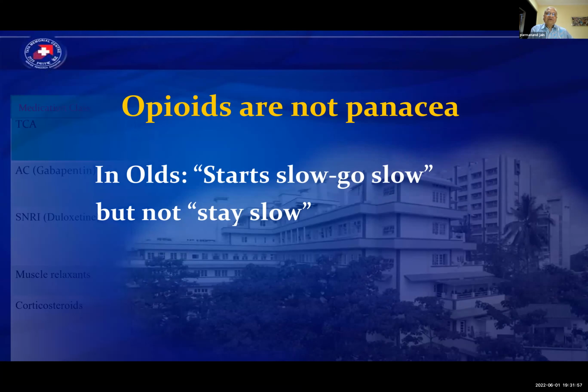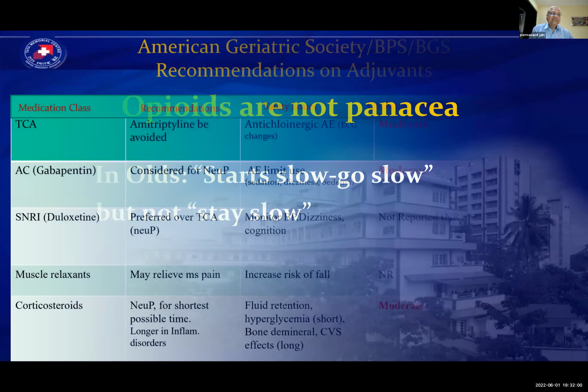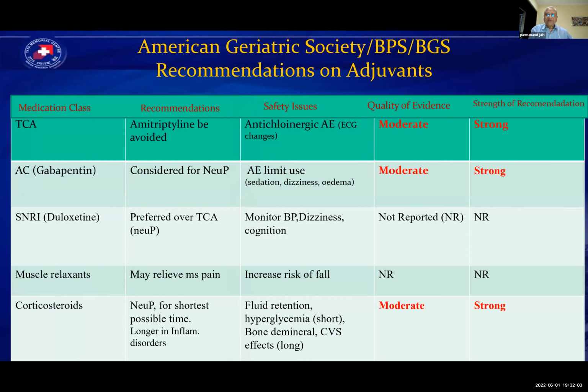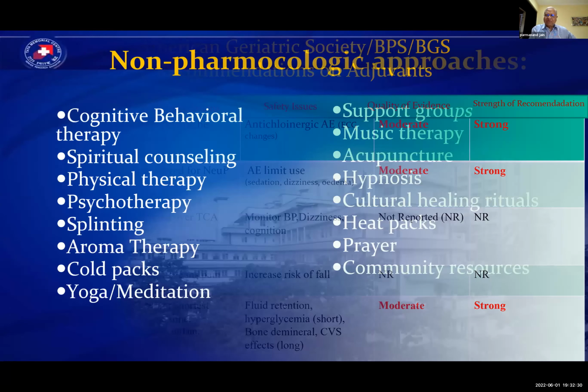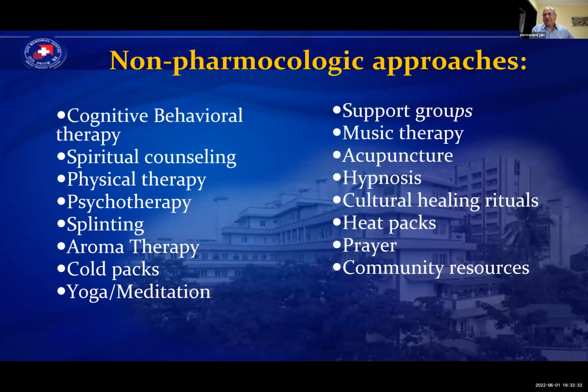And further, there are American Geriatric Society guidelines for various neuropathic pain medicines. Nortriptyline should not be used, amitriptyline should not be used because of anticholinergic side effects, moderate and strong evidence. Gabapentin also, adverse effects are limiting its use. Duloxetine, there is no evidence. Muscle relaxant, no evidence. Corticosteroids also have too many side effects, so should be avoided. So non-pharmacological approaches are these. So many non-pharmacological approaches, which patients may like or may not like, so you have to see their liking.